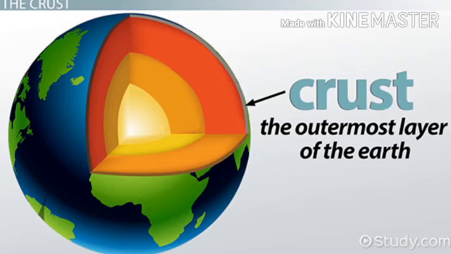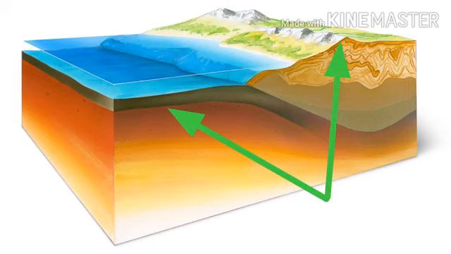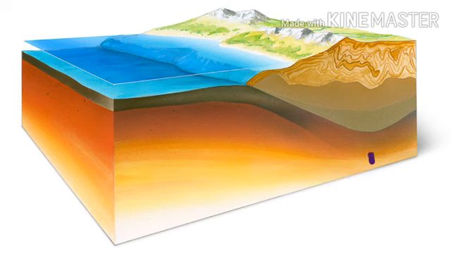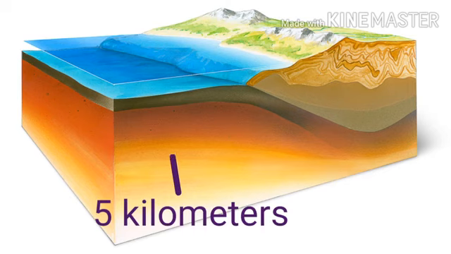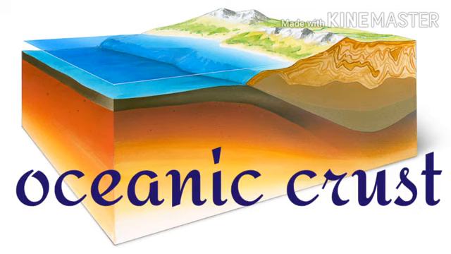What is crust? The uppermost layer of the earth's surface is called the crust or the lithosphere. It is very thin. It is thicker in continents and thinner in the ocean beds. It is about 35 km on the continental mass and only 5 km on the oceanic floor. These characteristics of crust divide it into two parts, the continental crust and the oceanic crust.